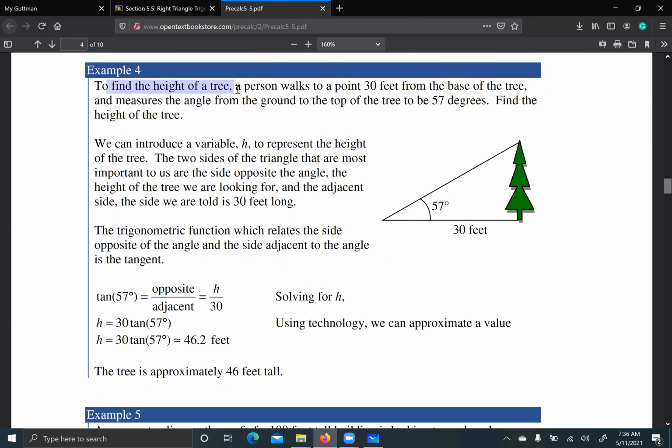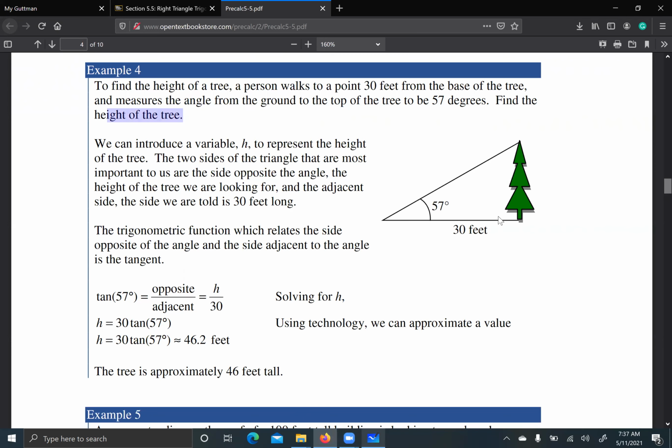Now let's look at this example. To find the height of a tree, a person walks to a point 30 feet from the base of the tree and measures the angle from the ground to the top of the tree to be 57 degrees. Find the height of the tree.